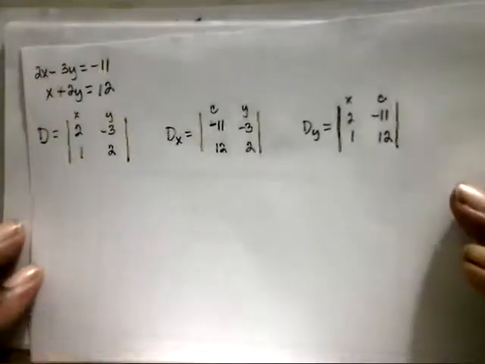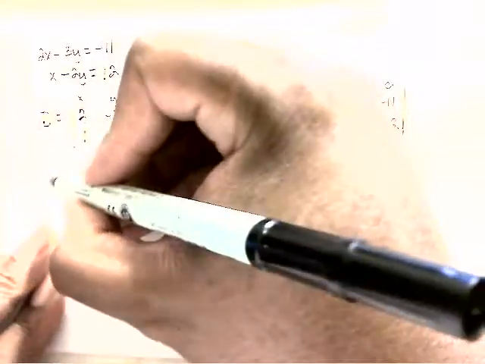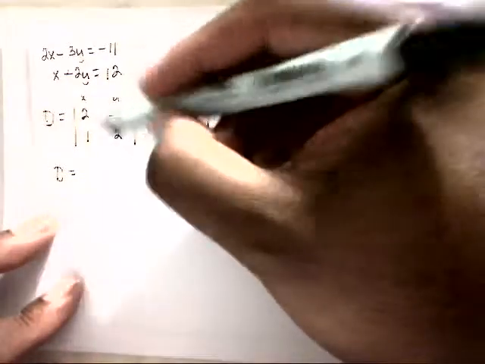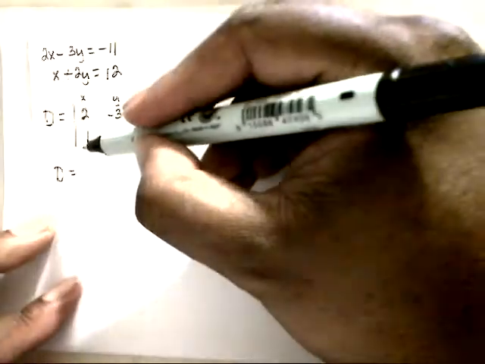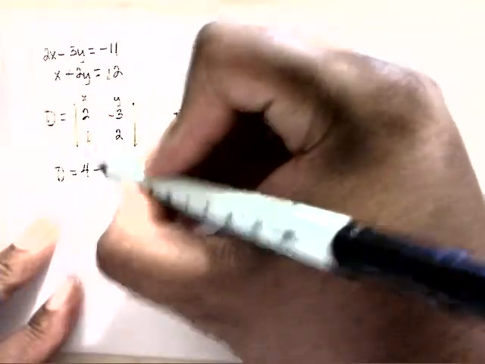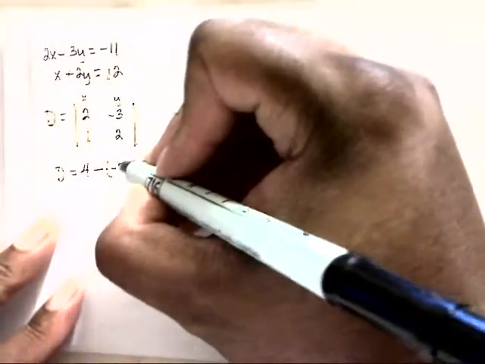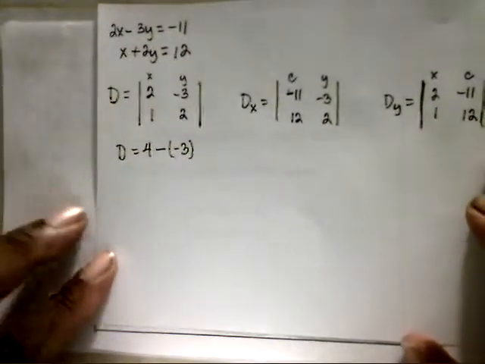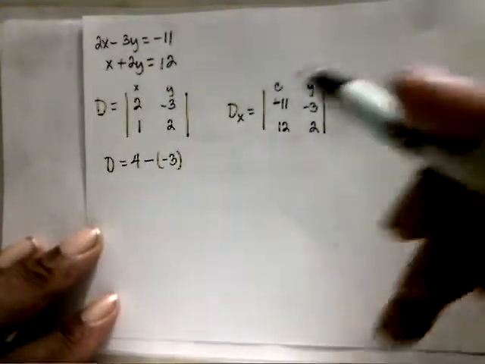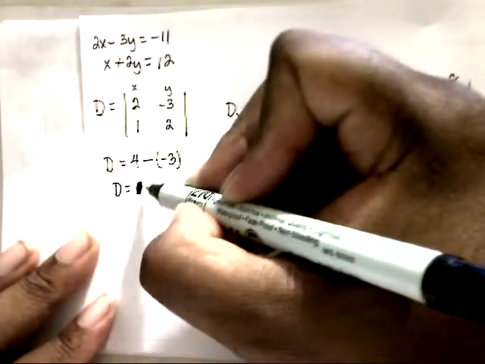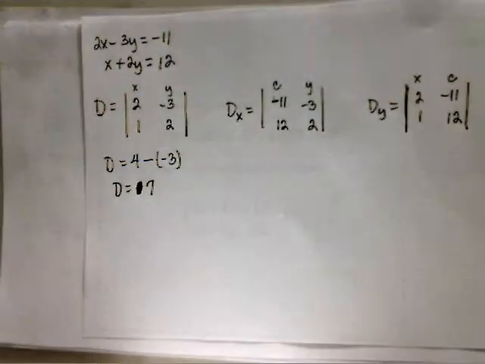Let's start off with the d. If you recall, we always subtract the product of the diagonals from the upper left to the lower right, minus the product of the diagonals from the lower left to upper right. Here, 2 times 2, that's 4. Minus 1 times negative 3 will be negative 3. So now 4 minus a negative 3 would be positive 7. So our d here is positive 7.